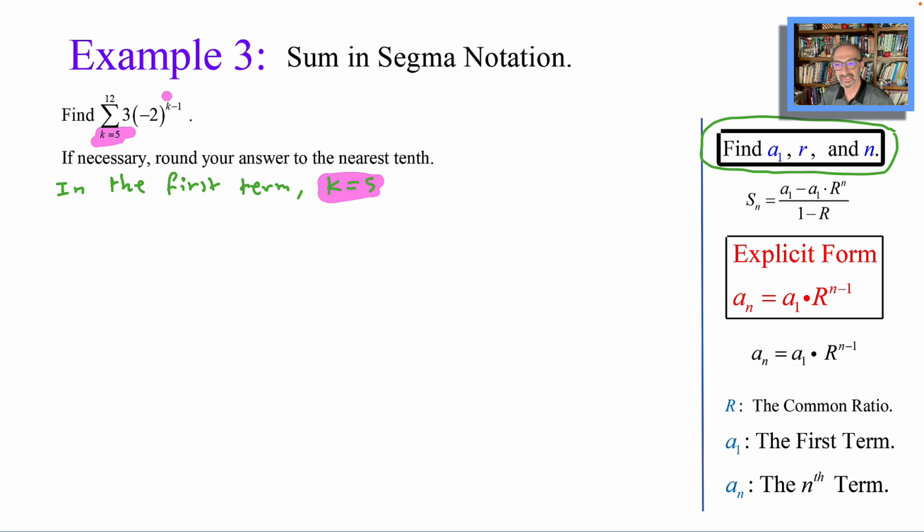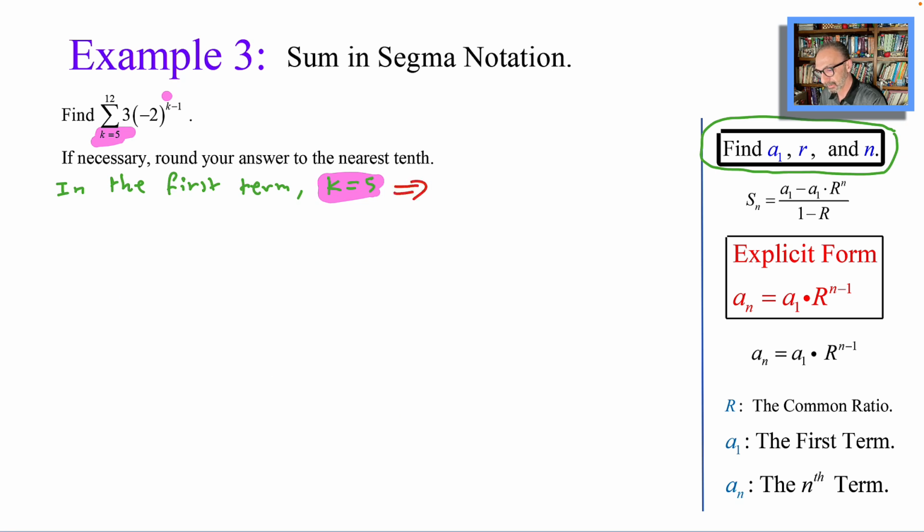5, then 6, then 7, then 8, all the way up to 12. That's the meaning of it. So if you want to write in expanded form, you use 5 for the first term. To find the second term, you use 6 for k, and so on. Therefore, let's take this off. That's a highlighter.